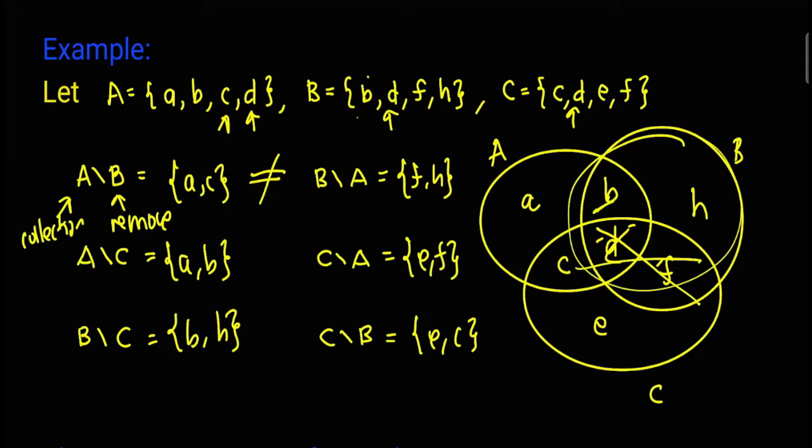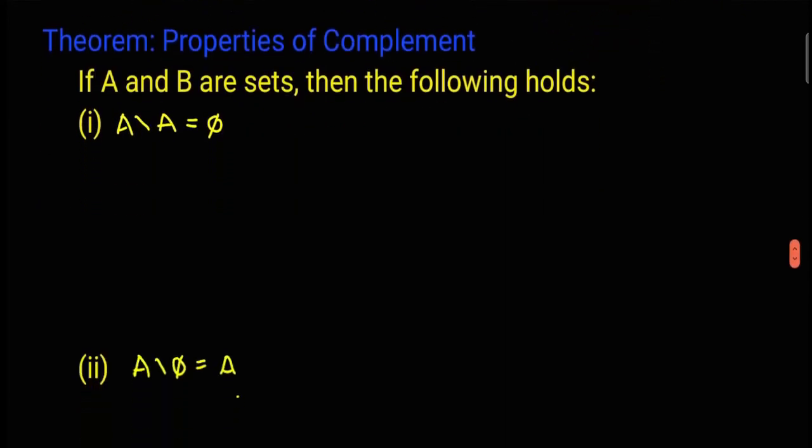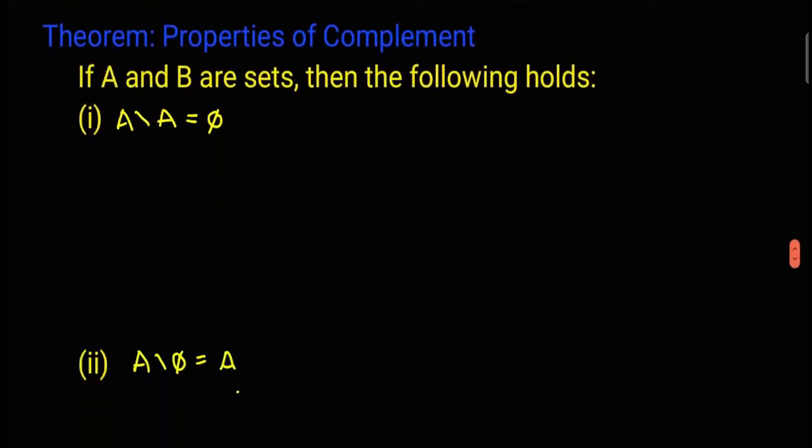So now let's show some properties of the complement. If A and B are sets, then the following holds. A except A is the empty set, meaning if you have a set A and then you remove everything that is in A, then you're left with nothing. So how do we show that mathematically? Again, by set equality, you just have to show that every element on the left is an element on the right.